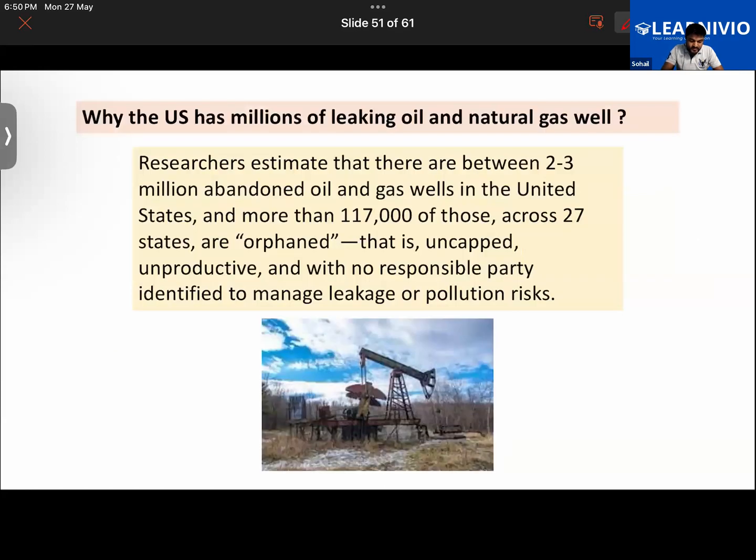Then we have an interesting question. The question is, why does the US have millions of leaking oil and natural gas wells? If you visit certain parts of the United States, you will find a very stinky smell. Over the past hundred years, fossil fuel companies and some private landowners in the United States have drilled tens of millions of holes deep inside the earth in order to extract oil and natural gas.